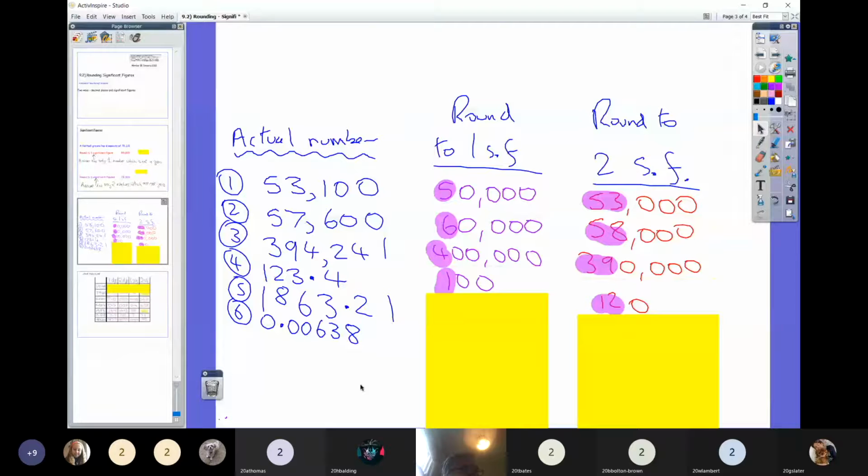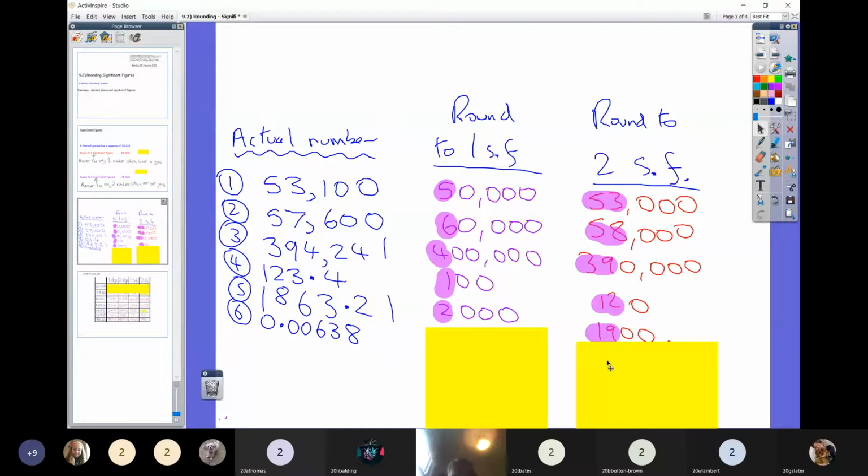And then 1,863 will be 2,000 to one significant figure, but 1,900 to 2. That 6 means the 8 is rounded up, so 1,900.